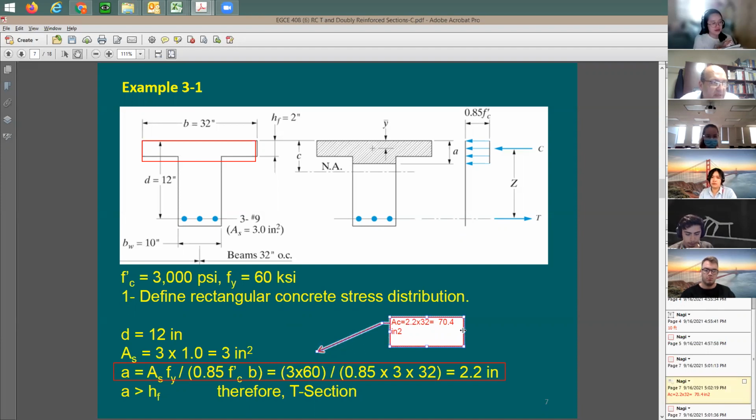So this equation here, if you just ignore this T thing for a second, when we use it for a rectangular section, it means this is gonna be the cross-section area exposed to compression in concrete, right? This means the compression force equals 70.4 times 0.85 times how many KSI? You can see 3 KSI. How much is that in terms of the force in kips?